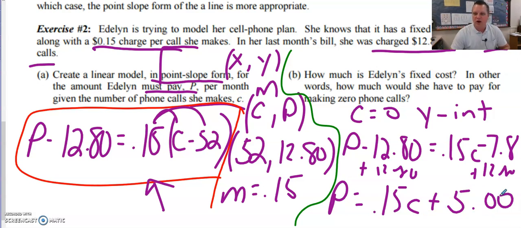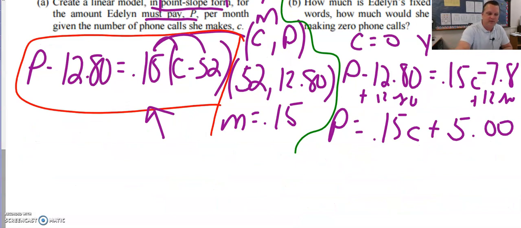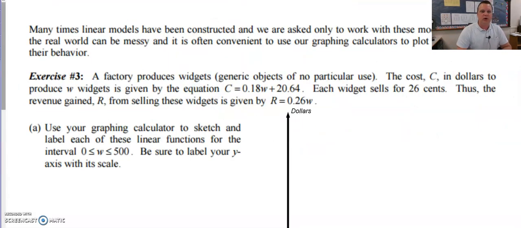So our fixed cost is $5. So that's how much it would cost in order for her to make 0 phone calls. Okay? So that's your equation. Put in the 0 for C, and the y-intercept is 5. Now in the next one, we're going to put on graphs.